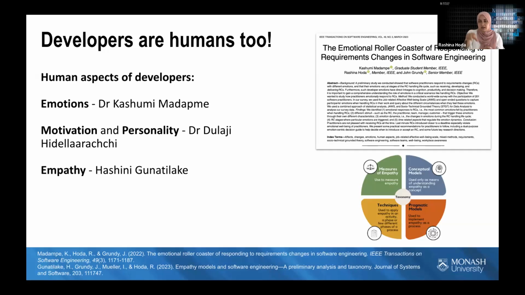That little pie chart at the bottom that you see is one of the things that she's done in terms of early work on understanding. One of the challenges is, how do you even measure empathy, right? And what kind of models and techniques can you use? So that's the preliminary work that Hashini did there. So these are what we refer to as human aspects. They're kind of related to NFRs, but they're not the same thing.